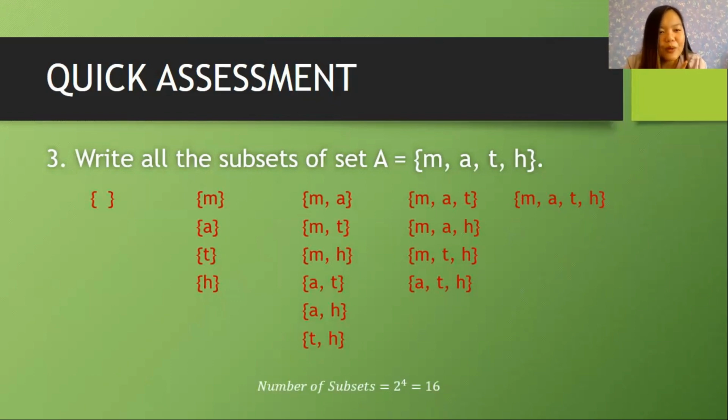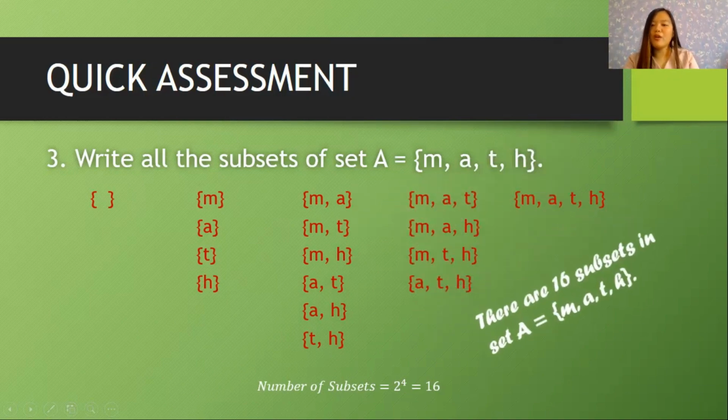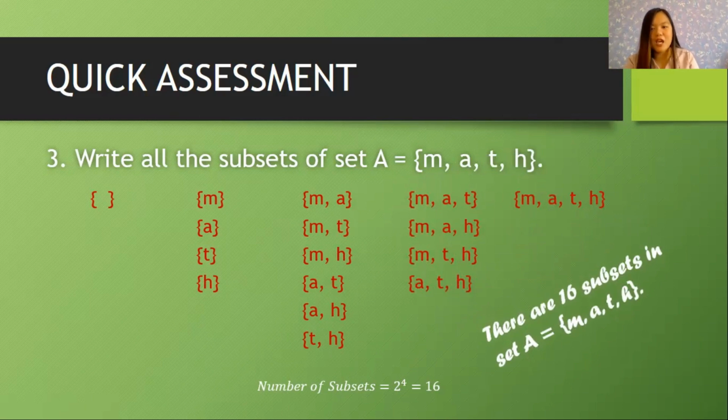Ayan. We have null set. We have {A}, {M}, {T}, {H}, or {M, A}, {M, T}, {M, H}, {A, T}, {A, H}, {T, H}. We also have {M, A, T}, {M, A, H}, {M, T, H}, {A, T, H}, and the last one is {M, A, T, H}. So there are 16. By the way, 2 is a constant. Tilag balbalo yung exponent. Depende dyan number ng elements dyan sa set. So there are 16 subsets in set A, M, A, T, H.